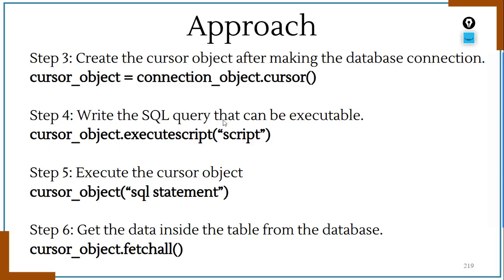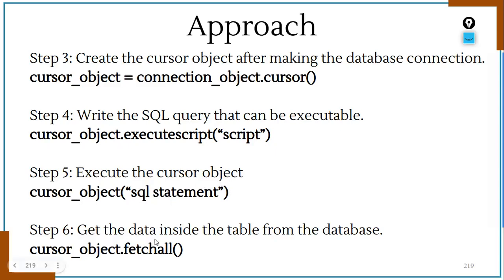Then we write the SQL query that can be executed. So what is the syntax for that? Cursor object that we created in the previous step, dot execute. There is no need to write executescript here. Inside the brackets we pass the query that we want to fire or execute on the database. Then again, on the cursor object, inside parentheses, we can provide the particular SQL statement or query.